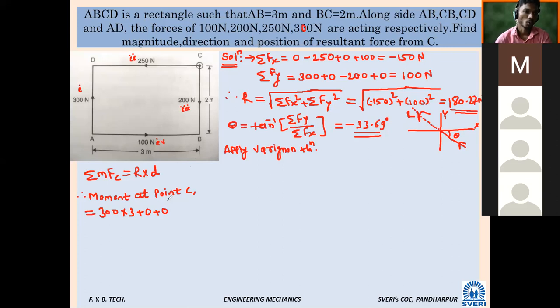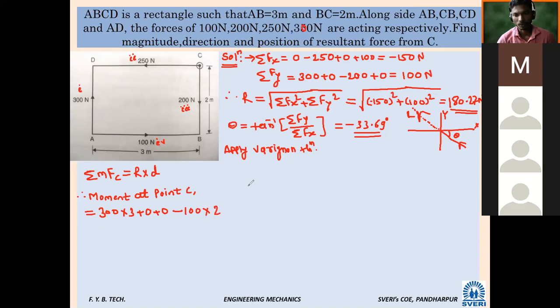Next, moment due to the fourth force, 100 Newton, with respect to point C. 100 into 2. Whether it will be clockwise or anti-clockwise? Anti-clockwise. Whether it will be plus or minus? Minus. So minus 100 into 2.